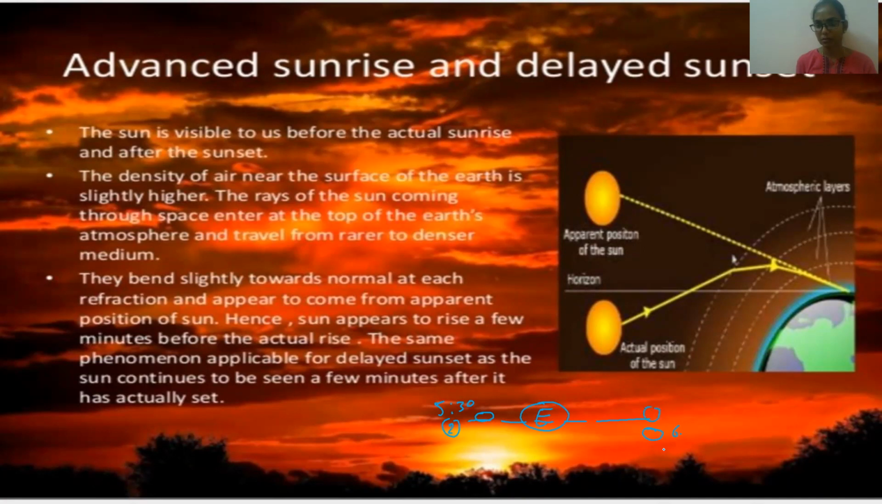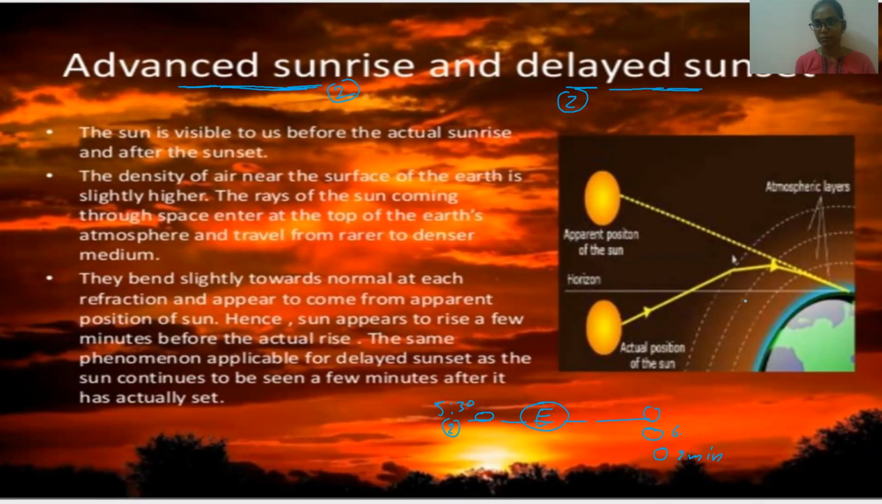And after 2 minutes also, we're going to observe the sun. Even though it is sunset, after 2 minutes we're going to observe this. And before sunset also, we can see the sun. So why will this occur? That means advanced sunrise. Before the sun actually rises, we're going to see the sun. And delayed sunset. Even after sunset, after 2 minutes also, we can see it. So why this 2 minutes delay and 2 minutes advance? That will be because of atmospheric refraction.